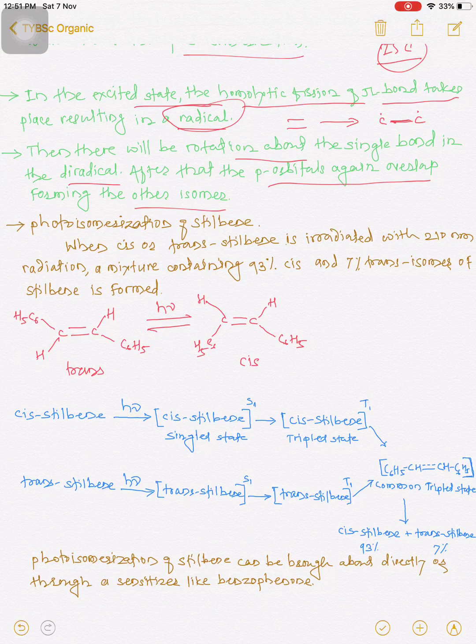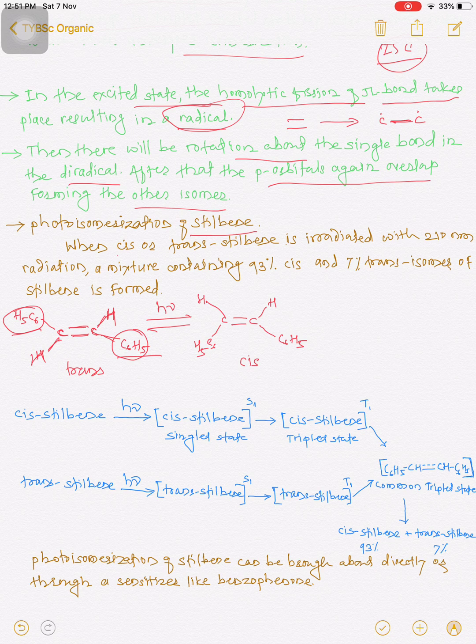Now we are going to see an example of this photoisomerization process, the example of stilbene. So this is stilbene, carbon double bond carbon, hydrogen is there, here is hydrogen, and this is C6H5, C6H5. That is, from the ethene molecule, the hydrogen from each carbon is replaced by a phenyl group, then it becomes stilbene.